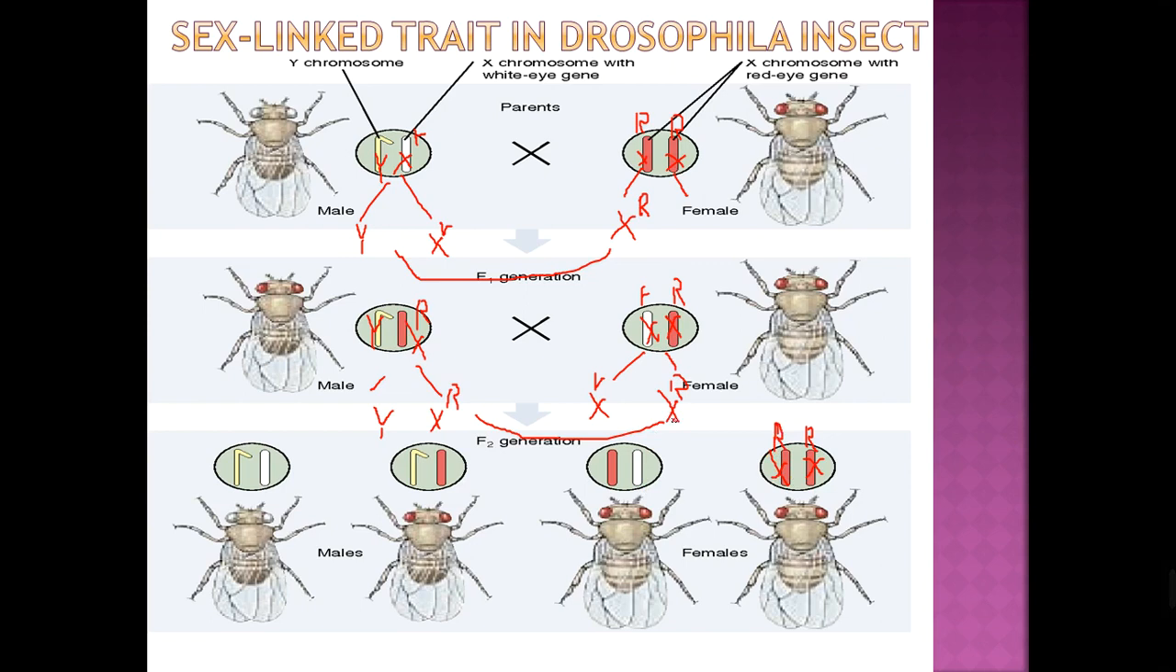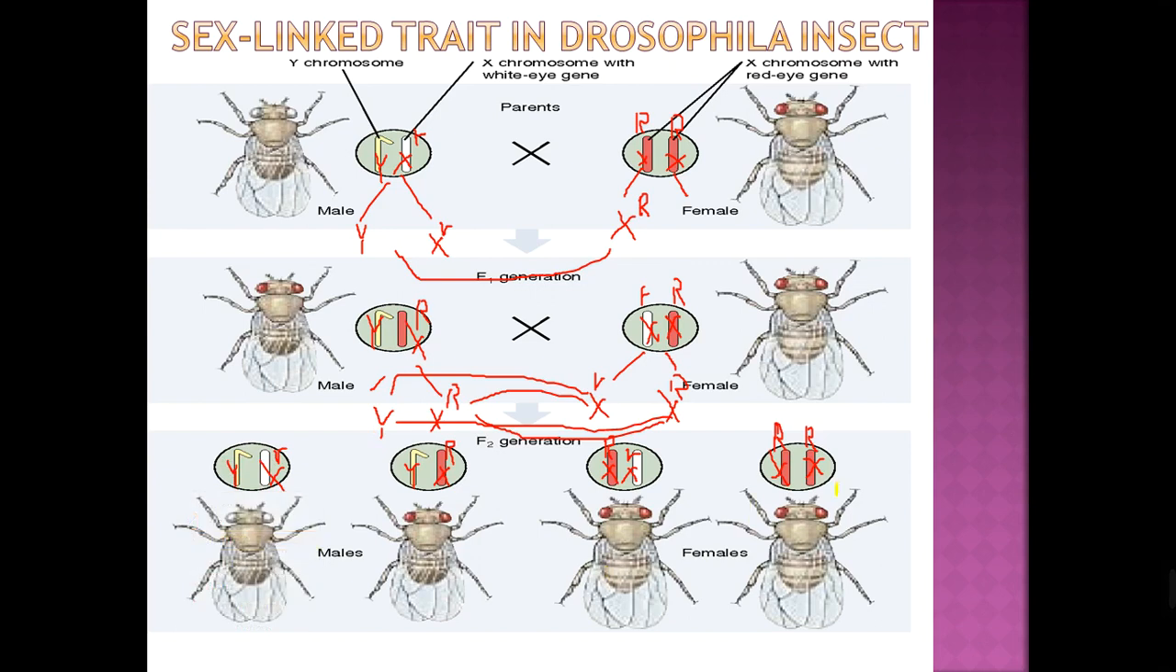When crossing occurs between XR capital and Y, so will produce this female, XR capital. Sorry, here XR capital and Y, this male, R capital and Y. This male will be red-eyed color. XR small with XR capital here will produce this female, XR capital and XR small, and the last possibility of fertilization between this gamete and this gamete, XR small and Y, XR small and Y.